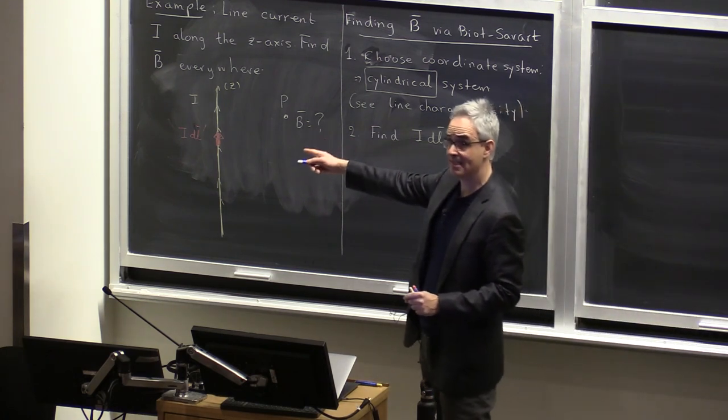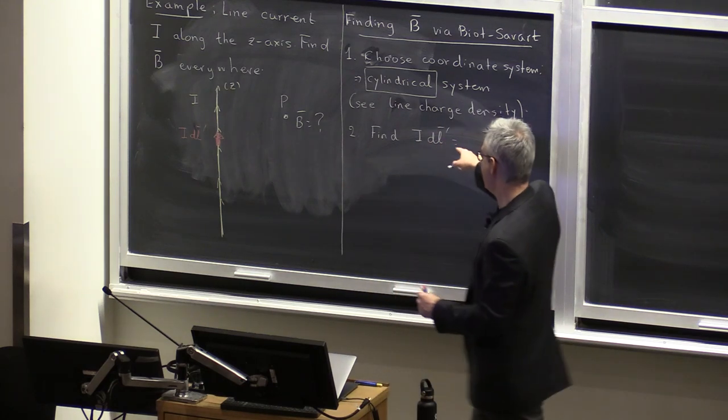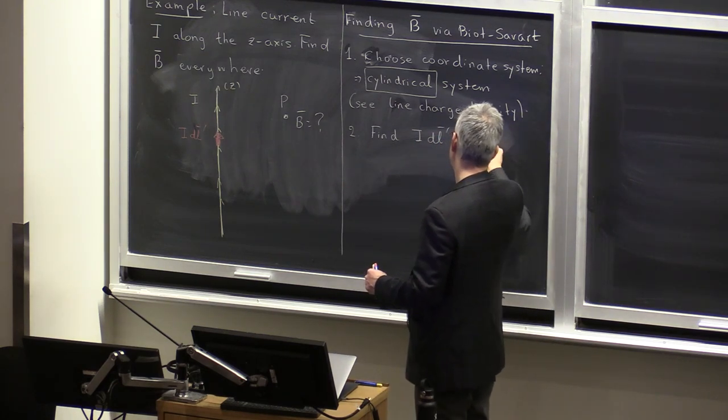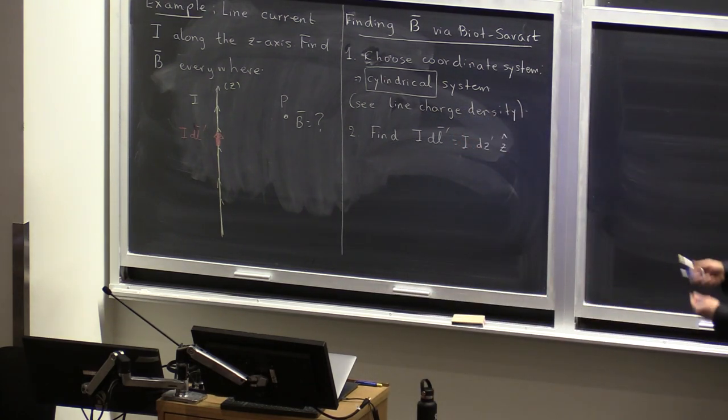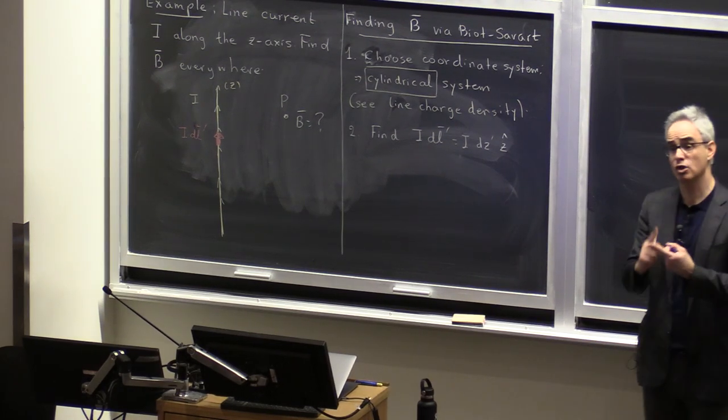Now this is on the z-axis, so therefore this dl primed will be dz primed z hat. So this answers the question, what is this dl primed? This dl primed is a vector. The magnitude will be the differential length element. Again, you refer to your aid sheet to find those differential length elements. Here I am moving along the z-axis, so therefore dl will be dz. Because I'm talking about sources, it will be dz primed. And it will point in the direction of the current flow.